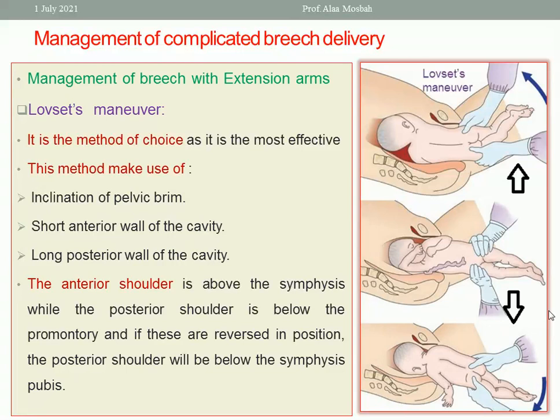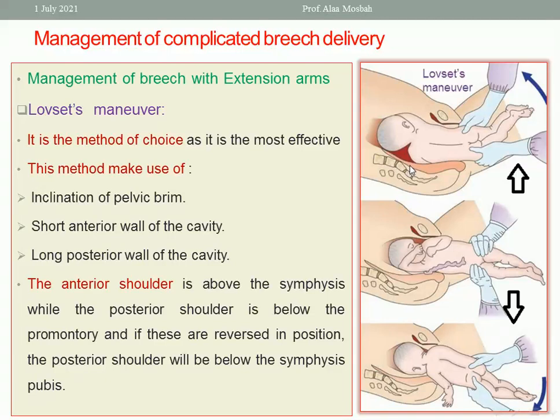The idea is the anterior pelvis is small, short, while the posterior is long. And the inclination of the pelvis also helps me in this maneuver. The anterior shoulder is above the symphysis, while the posterior shoulder is below the promontory, as you see in this picture. The anterior shoulder above the symphysis, while the posterior shoulder below the promontory. Okay?